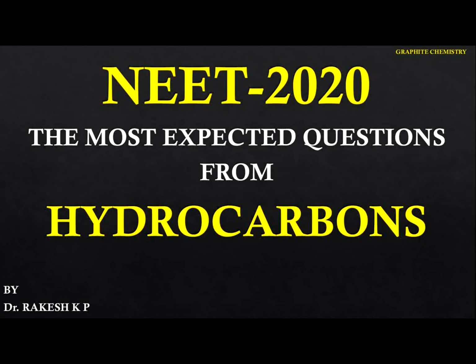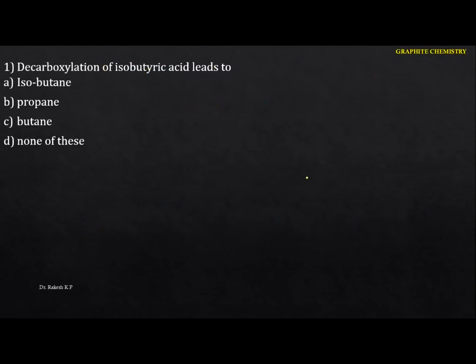Hello student, in this video I am going to solve the most expected question in NEET 2020 from the chapter hydrocarbons. Let me solve the question one by one. See the first question here. Decarboxylation of isobutyric acid leads to. Now we have to identify the product here.